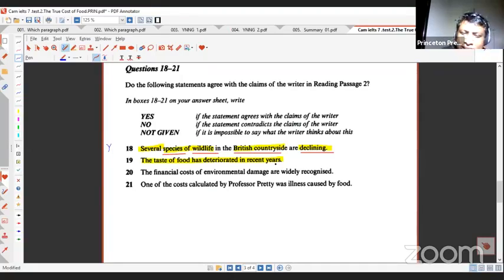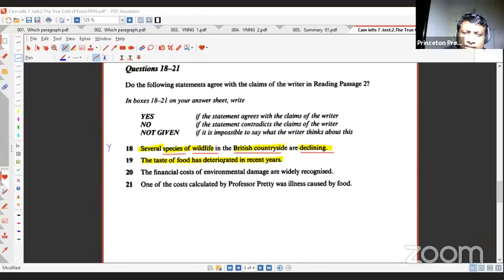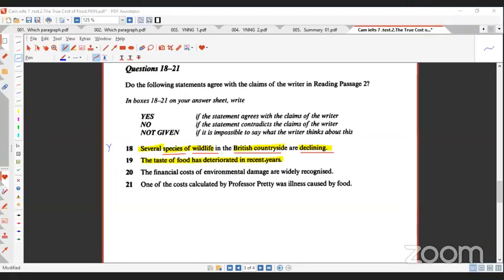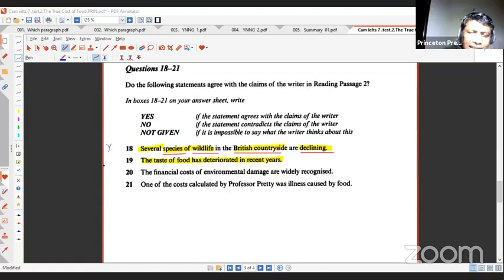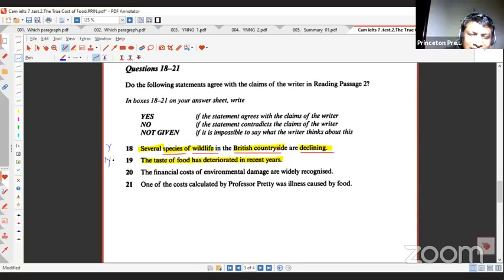The taste of food has deteriorated in recent years. Yes, no, or not given? I think it's yes. It's also yes in some sense, or not given, because there are also some. Which one? Number 19? We are just guessing. Later we'll maybe check it. It may be not given. Okay, we'll check it later on.